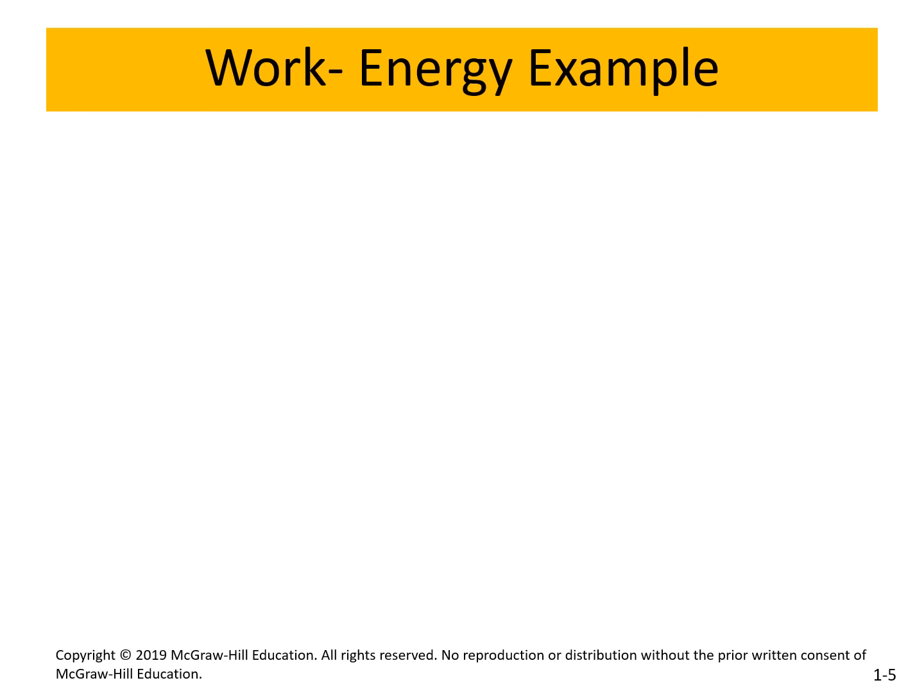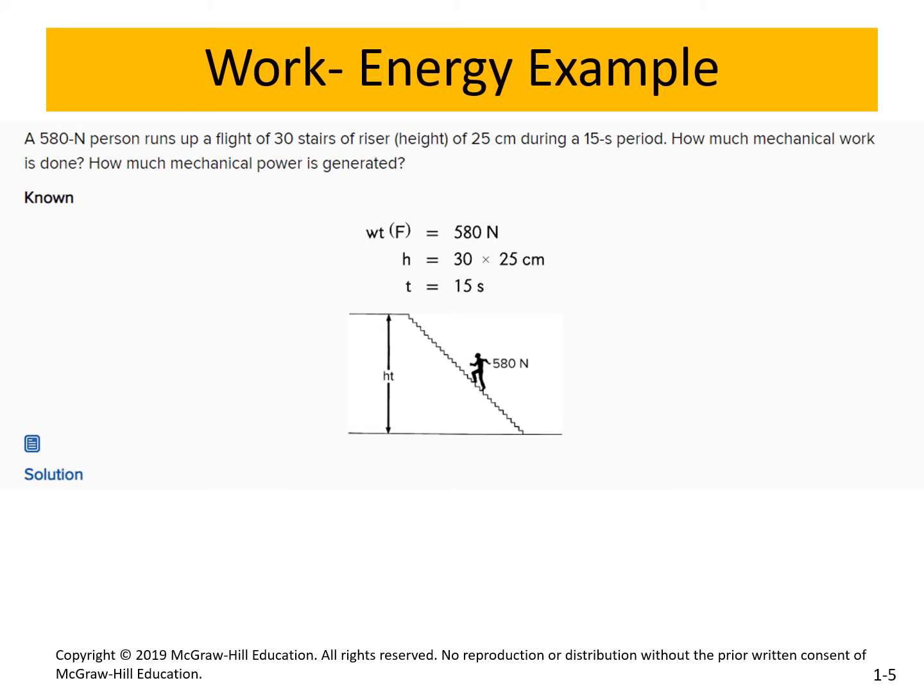Next problem, it's a work and energy example. Let's say we have a 580 Newton person who runs up a flight of 30 stairs, each stair with a rise of 25 centimeters, in 15 seconds. How much mechanical work? Remember, when we said mechanical work, it's force multiplied by displacement. It's not a distance. So displacement is going from initial to final, correct? So how would you do that?